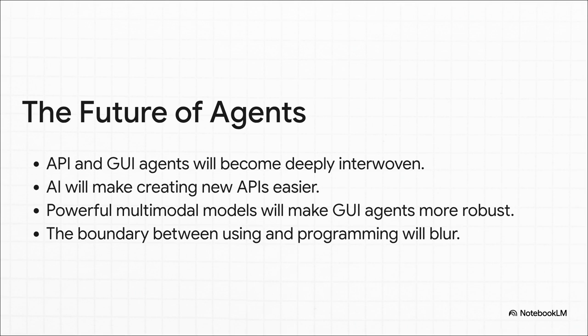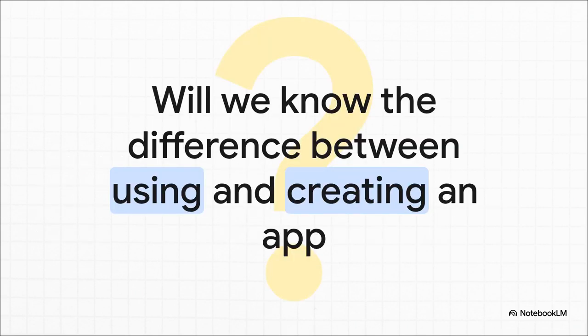Soon, AI will make creating a new API as easy as just writing a sentence. At the same time, powerful vision models will make those GUI agents way more robust, much less fragile. And the end result of all that is the last and most powerful point. The boundary between just using an app and actually programming it is going to start to disappear. Which leaves us with a really big question to chew on. If your AI assistant can instantly write a new function for an app or visually change an interface on the fly, does the distinction between using it and creating it even exist anymore?